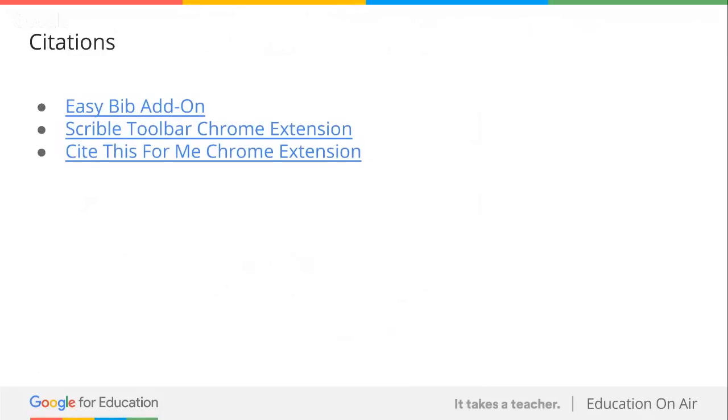The EasyBib add-on, which will let you create citations in a sidebar there and create a works cited page. Scribble has a toolbar that's a Chrome extension, and Cite This for Me is another Chrome extension. So if you're looking for some way to help your students with citations, I just wanted to be sure and include those resources for you.